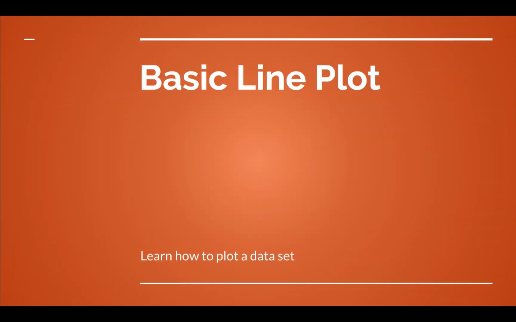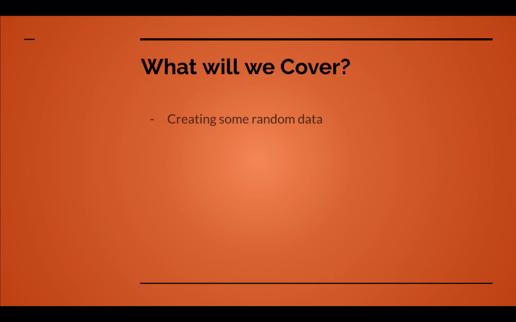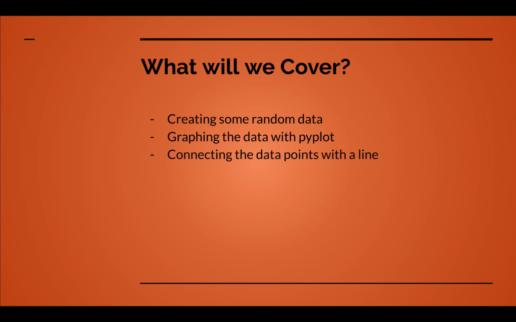Hey everyone, and welcome to the third tutorial in our Pyplot course. Here we're going to learn how to create a basic line plot, which is the default way of plotting things using Pyplot, and then we're going to put some data on that graph. So the first thing will be to create some random data. You can use whatever data set you want. I'll literally just create about 100 random values, although feel free to import your own data if you want. We're going to then graph the data with Pyplot, and we'll learn how to connect the data points with a line, as well as create just a basic scatter plot. So let's head on over to the code now.